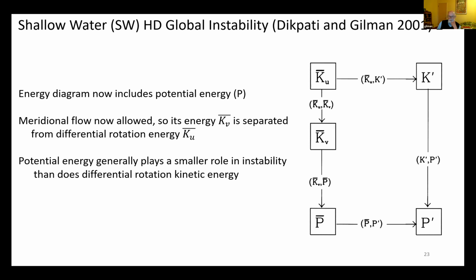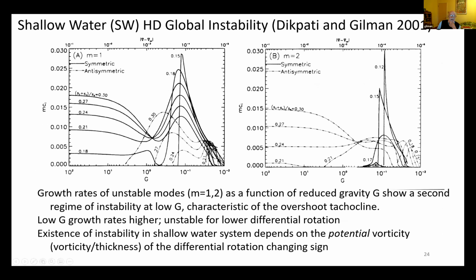As it happens, we don't see a lot of action from the potential energy, but it is there and can, in principle, participate. Now, if you look at the typical growth rates of the instability, now as a function of this effective gravity parameter. So again, the rigid-lid tachocline is on the left, and the overshoot tachocline is on the right. So you can see the instability, and of course the rigid-lid tachocline is essentially equivalent to 2D because nothing deforms very much.